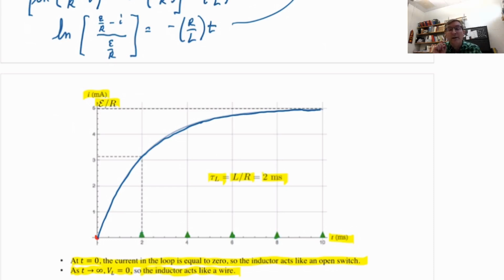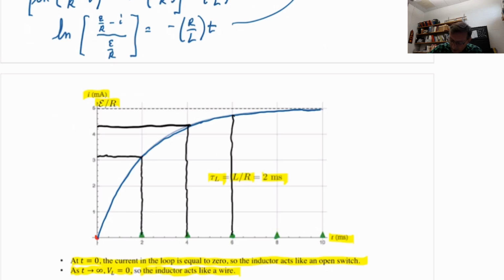Each increment is one inductive time constant, right? Tau sub L is 2 milliseconds. So after one time constant, the current has ramped up to something like 66% of its final value. After 2 time constants, the current's ramped up even closer to its final value. After 3 time constants, it's closer. After 4, certainly after 5 time constants, you can probably say accurately that the current has reached its final value.